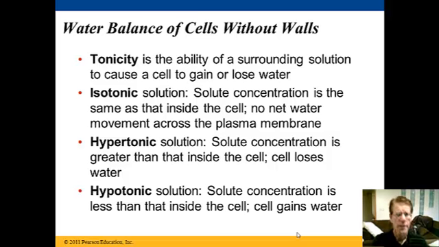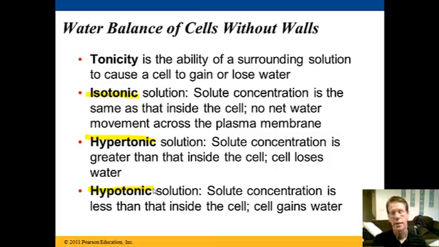Alright, so this is going to bring us to some really important terms that you need to know for the lab that we're doing this week. Isotonic, hypertonic, and hypotonic. These terms are specific to the movement of water in cells. And tonicity is the ability of a surrounding solution to cause a cell to gain or lose water. Where does this come into play?